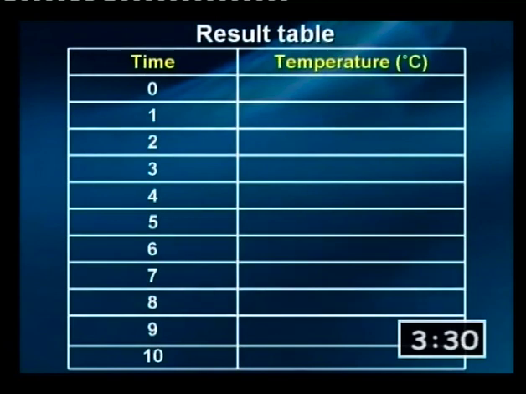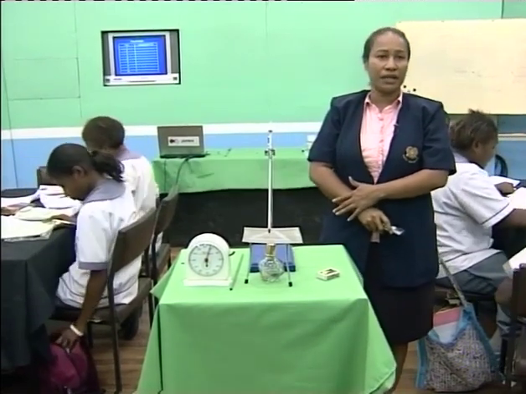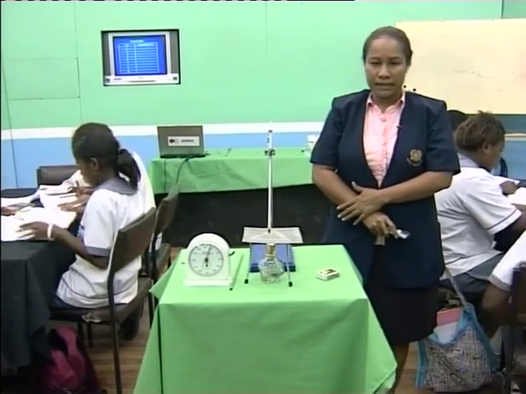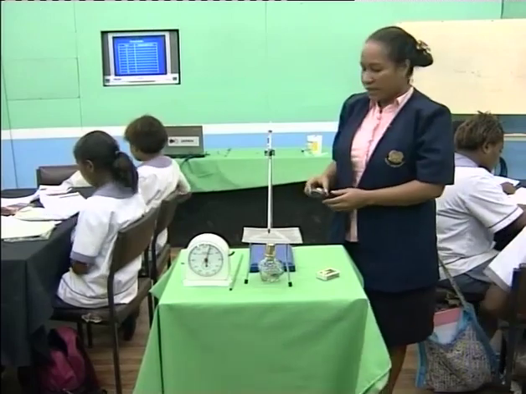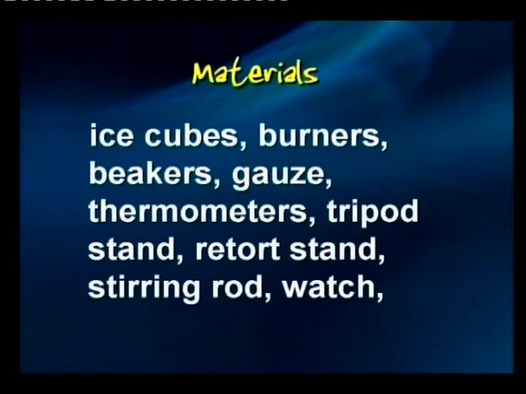All right, I hope you all have finished copying the table down, receiving students and the model class. This experiment I am going to demonstrate for the model class. Receiving students, if you have your materials ready and you are working in groups, that's okay. If not, you will have to follow the model class with me. Now, we will go through the materials that we need for this experiment. The materials needed are ice cubes, burner, beaker, gauze, thermometer, tripod stand, retort stand, stirring rod, and watch.